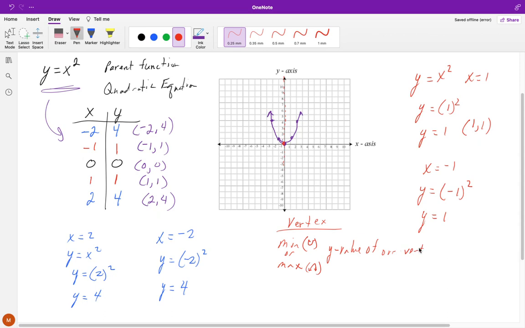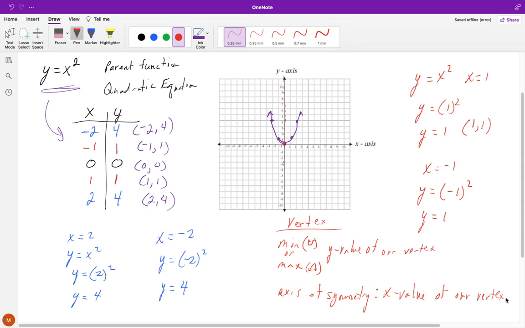Of our vertex. And then our axis of symmetry, so where our graph gets cut in half, is the x value of our vertex.